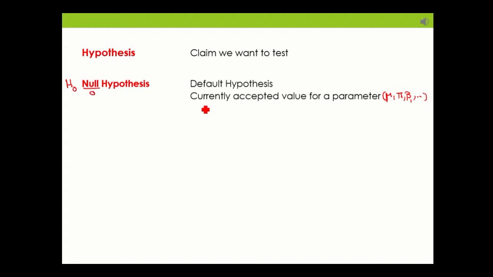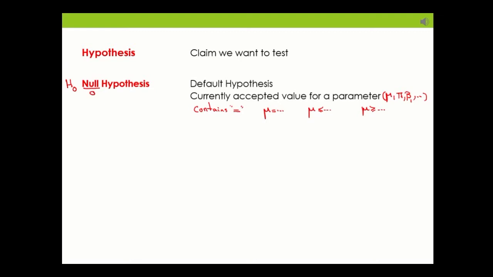And it is good to know that the null hypothesis always contains an equal sign. So it can be mu equal to a value, mu less than or equal to a value, or mu greater than or equal to a value.